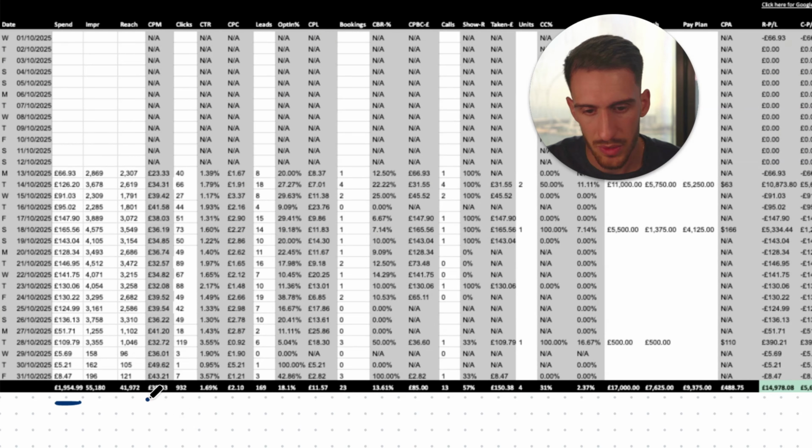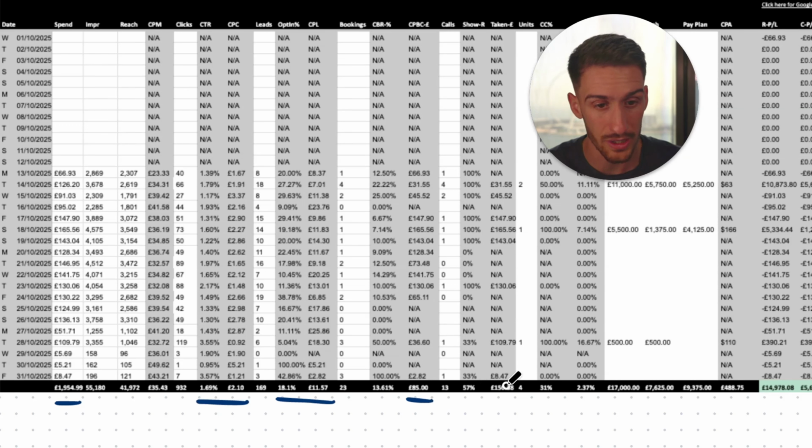My CPM was £35. This isn't a metric I worry too much about. I'm looking at my cost per click and my click-through rate, right? So you want your click-through rate to be above 1%. Click-through rate, cost per click doesn't matter too much. Cost per lead and opt-in rate, you want your opt-in rate to be at least 10 to 15% at the minimum. Mine was 18. Your cost per booked call, I'll explain to you in a moment how to do that.